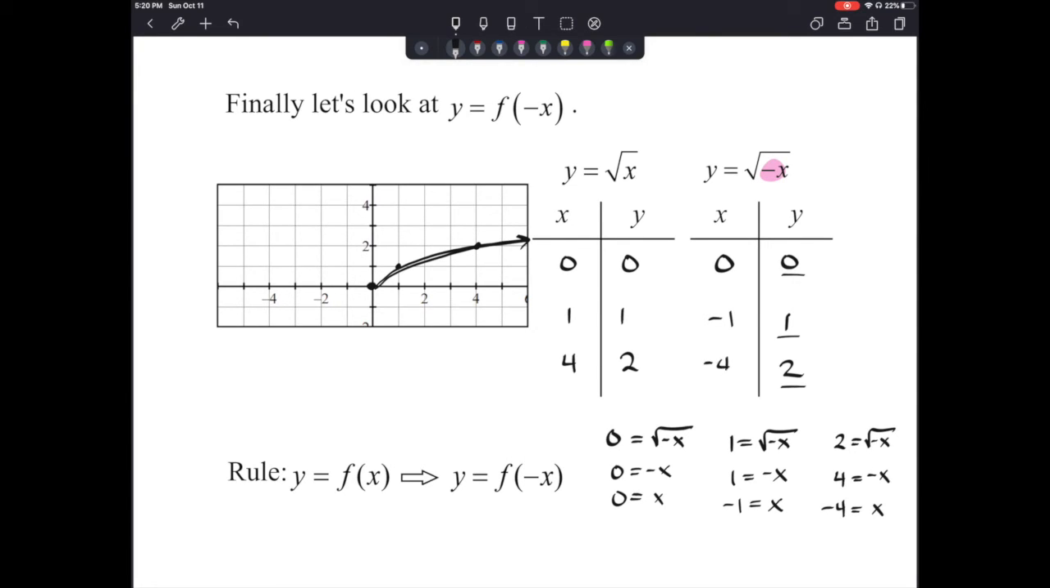Put that in there. And when we graph this set, we have a point at 0, 0, negative 1, 1, and negative 4, 2. So you'll see what we just ended up with was a reflection across the y-axis.